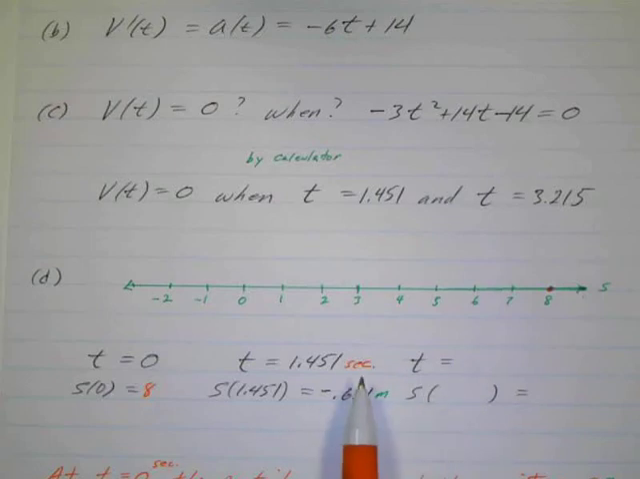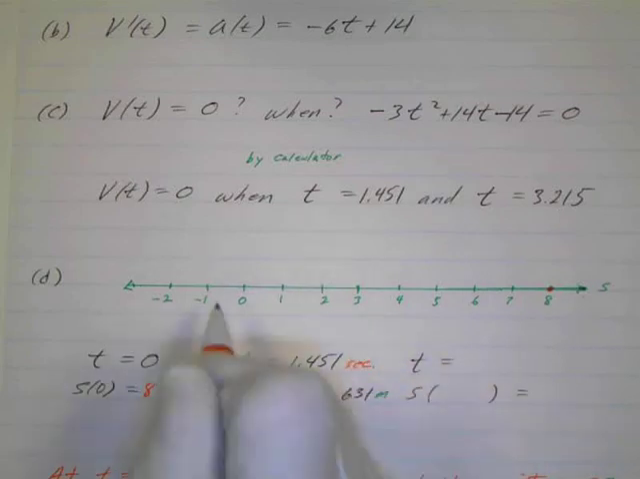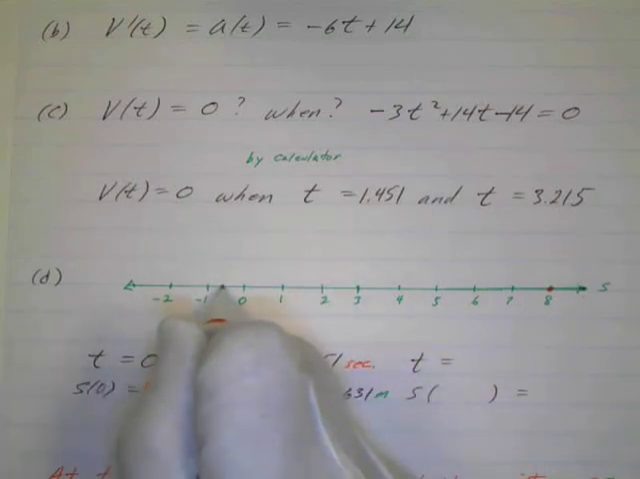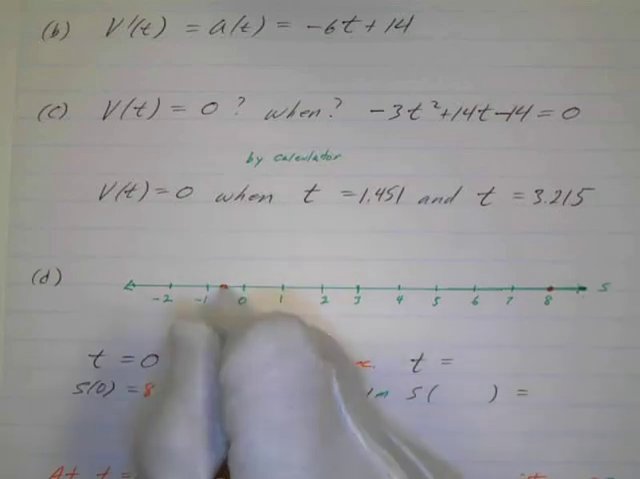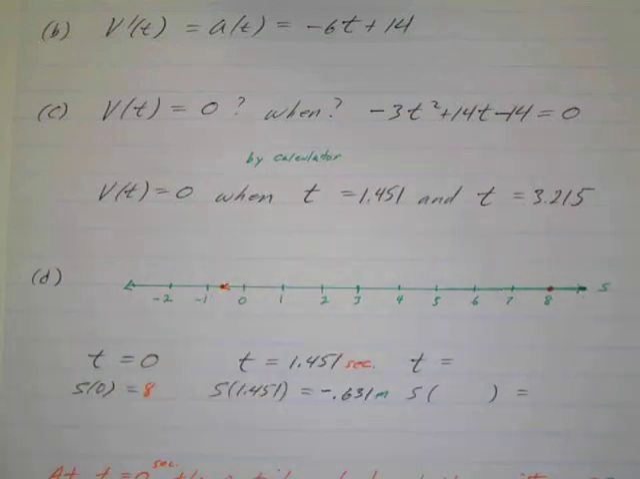Okay, so this is my when, and this is my where. So I'll put a mark there, so I'm going to go to negative 0.631. This is 0, so it's going to be a little bit more than half, so I'm going this far here. So I'm going from 8 all this way like that. So I can mark that in so I can see what's going on.